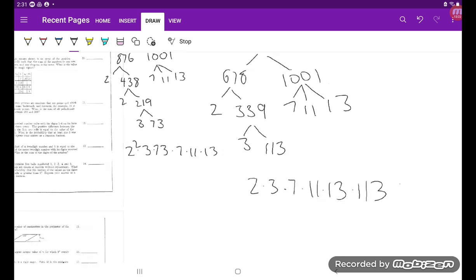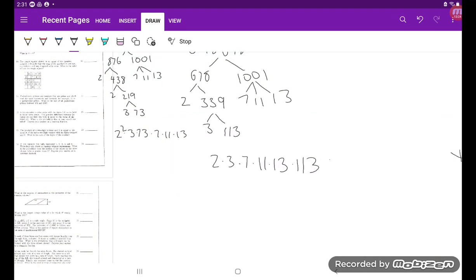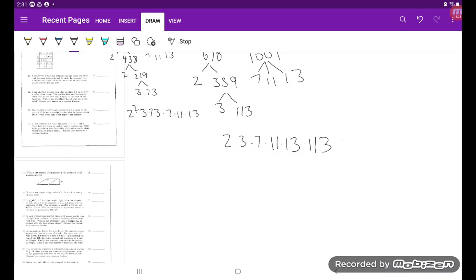So that's the prime factorization of this number. And if we want to find the number of factors, then we just look at the exponents, add 1 to each, and then multiply together. So 2 plus 1 times 1 plus 1 times 1 plus 1. Let's see, 1, 2, 3, 4, 5. So I have to multiply that 5 times.